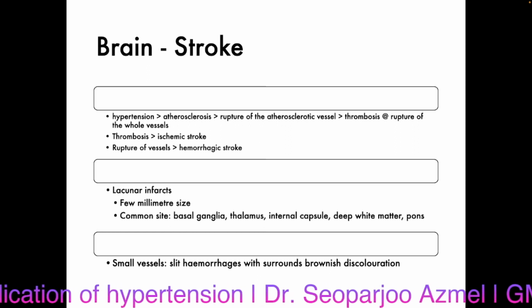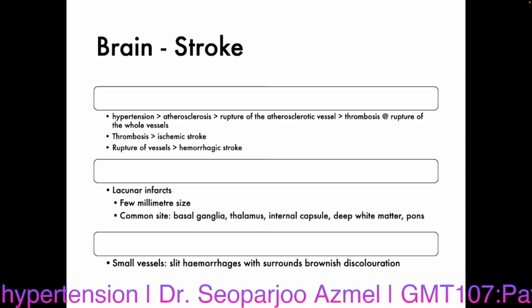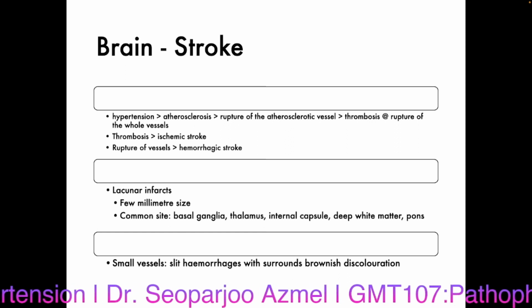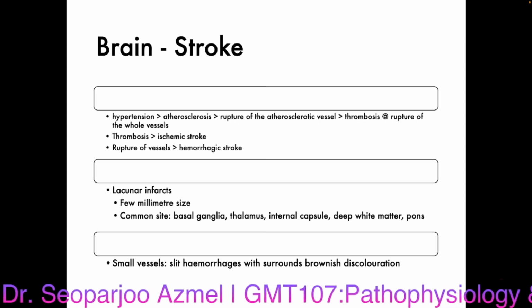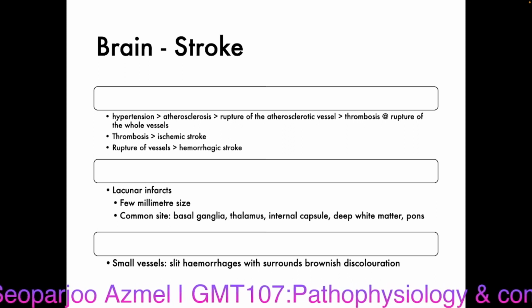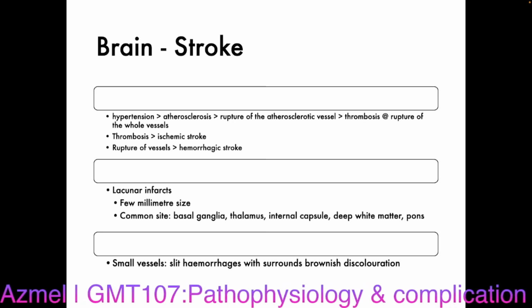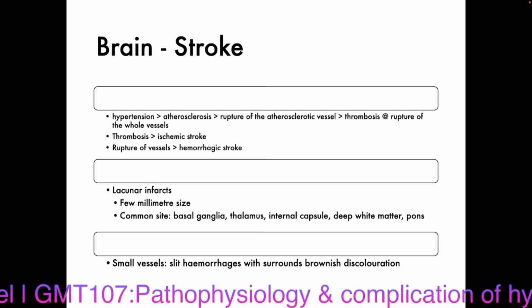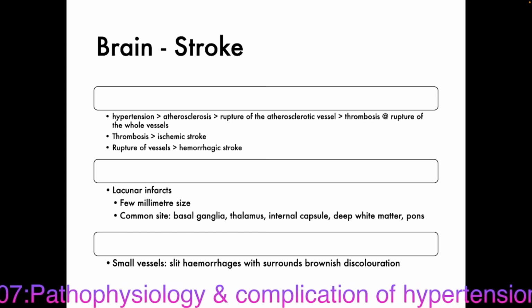In the brain, for hypertension, we can see stroke. This is because hypertension will cause atherosclerosis, and atherosclerosis can also cause hypertension, so it can be vice versa. But in this case, we take hypertension first, and that causes atherosclerosis.